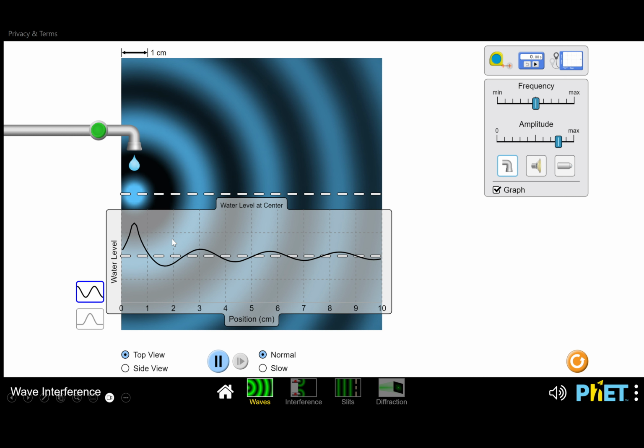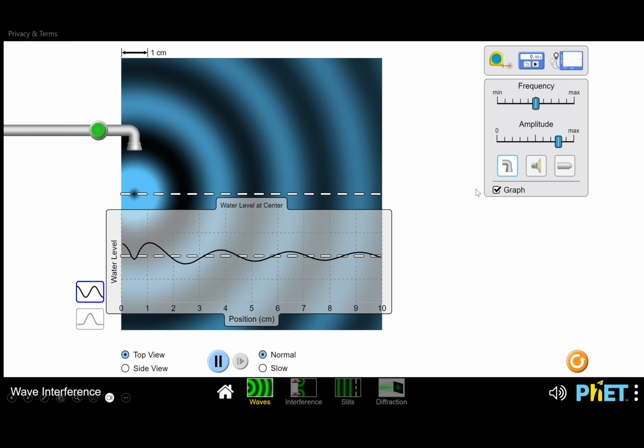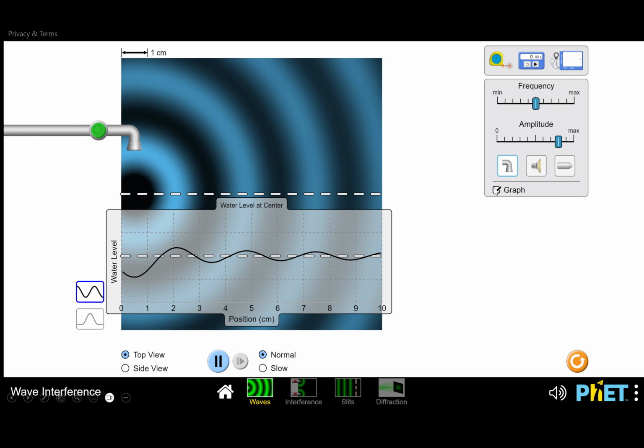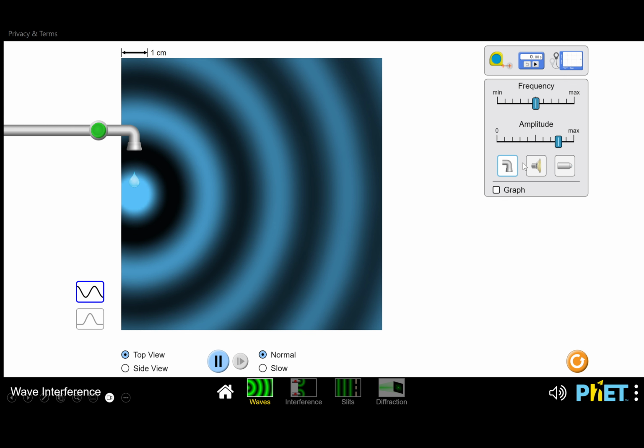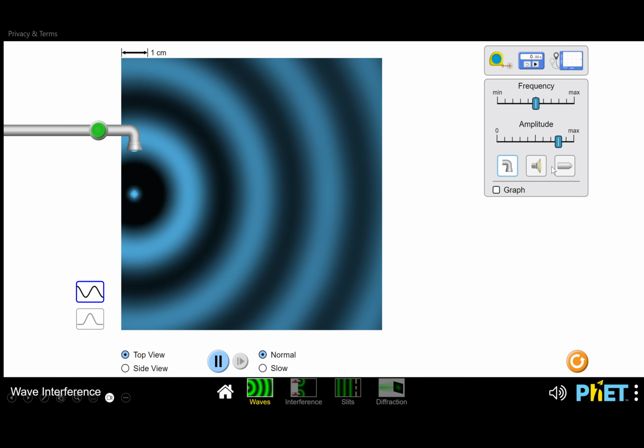Can also have the sound wave, right? So let's go back to the water wave first. We want to look at the particles right here specifically, right? I don't think we can see the particles here, but it's fine. Right, so we understand that we have crests and troughs. So where it is blue, it's a crest. Where it's dark or black, there's a trough, right?